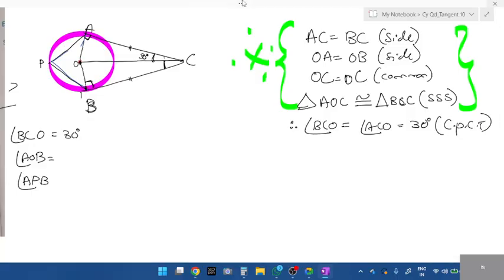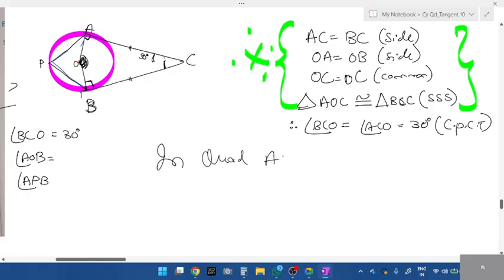Next, AOB. We need to find AOB. Now, I've erased the line AOB. If you want to find angle AOB, which quadrilateral you have to consider? All of you will respond: quadrilateral AOBC. In quadrilateral AOBC, what is the formula?